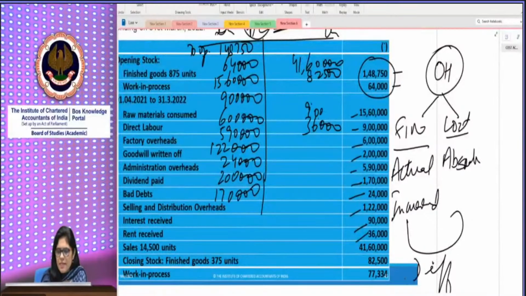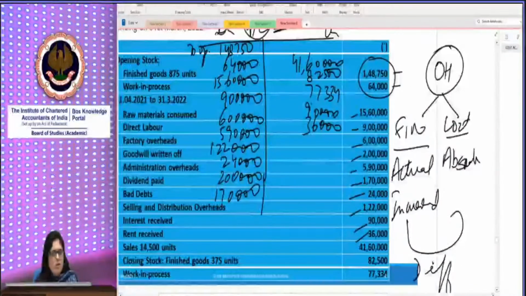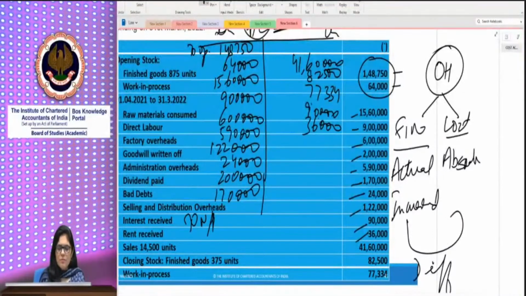So this is 90,000 interest, 77,334. Clear? So I've written all the expenses on the debit side and the stock, all the incomes and the closing stock on the credit side. Can anybody tell me the net profit?